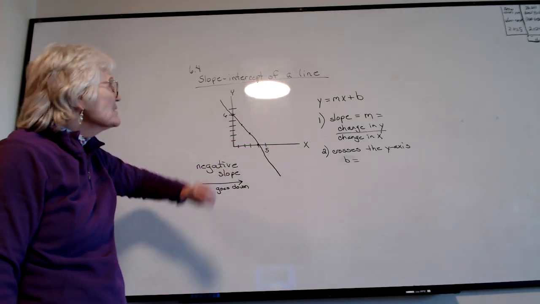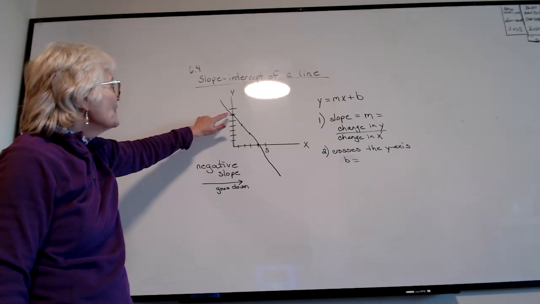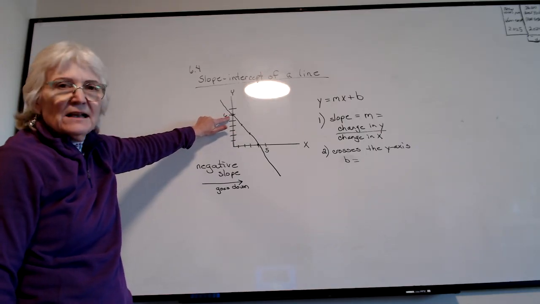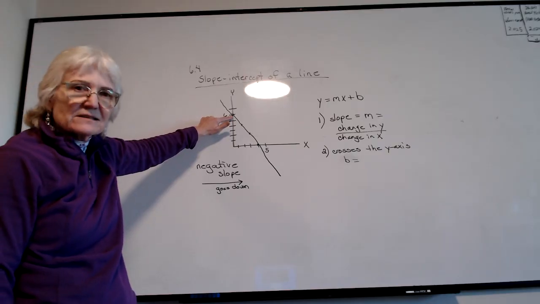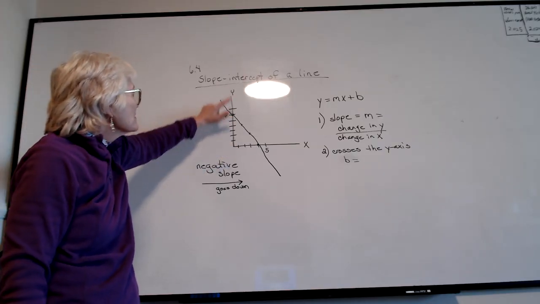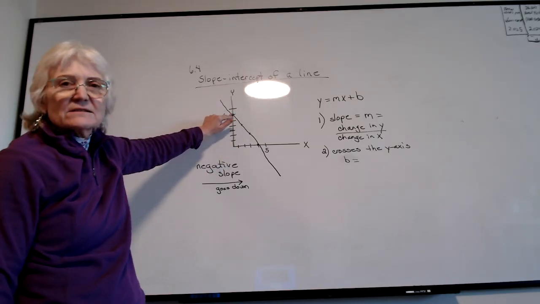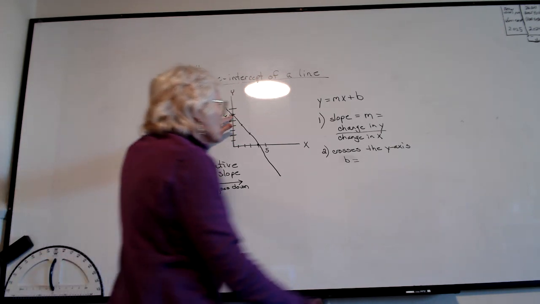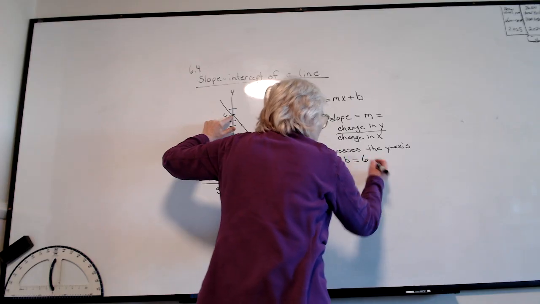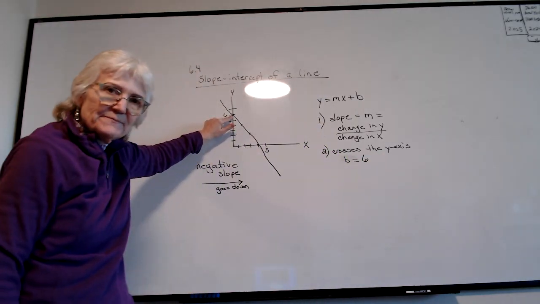Okay, so I'm going to start with B because it's very easy to see. This line crosses Y at 6. If I look at the y-axis, the point on the y-axis where this line goes through is the point 6. So my B is going to be 6.